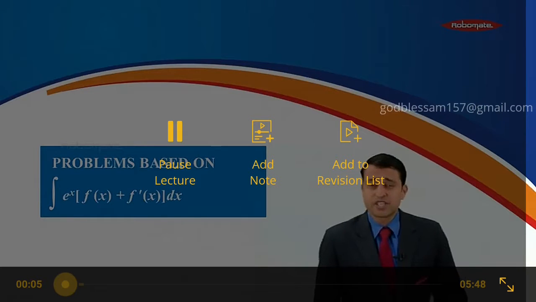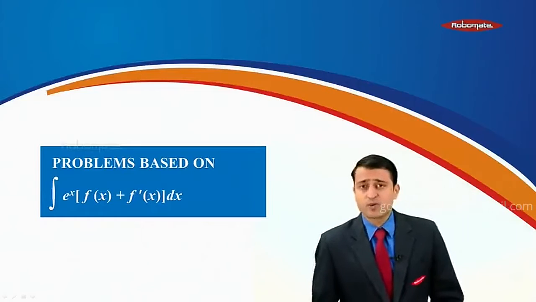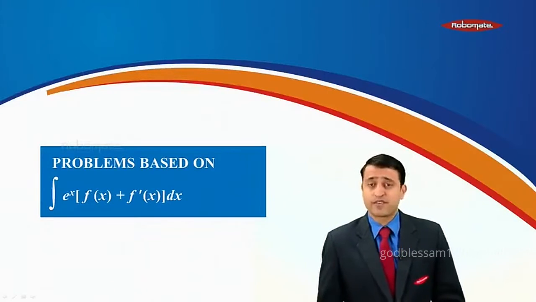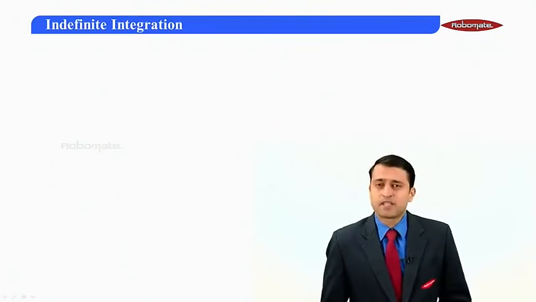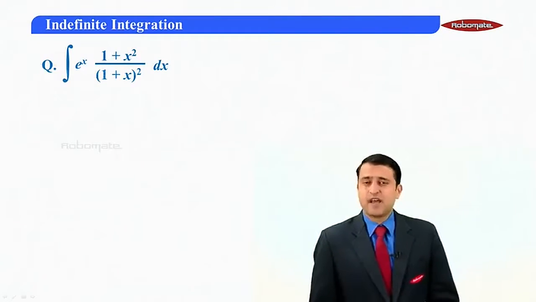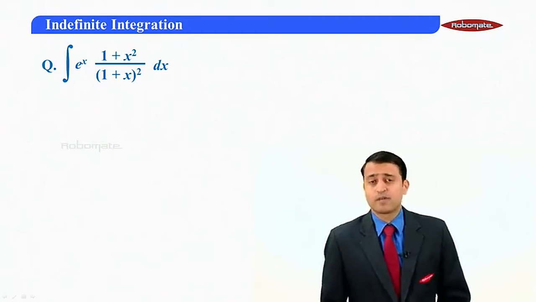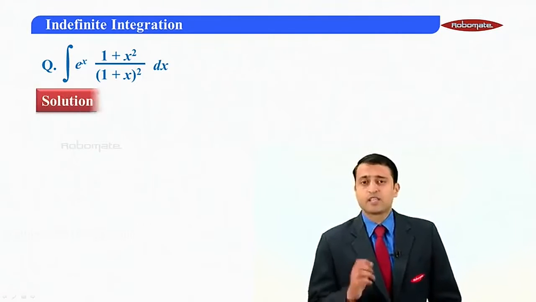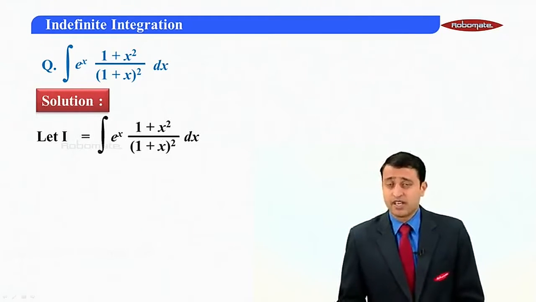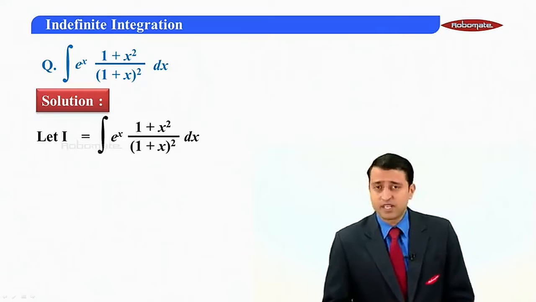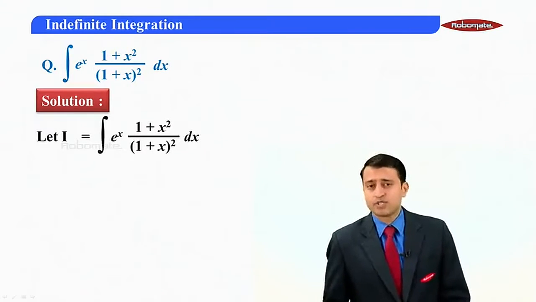Students, we are discussing integrals of the form e raised to x into brackets f of x plus f dash of x dx. Let's take an example in this particular module. It says evaluate the integral e raised to x into (1 plus x square) upon (1 plus x) the whole square. My dear students, let us see the solution. Now, if I have to simplify this particular integral, how should I proceed?